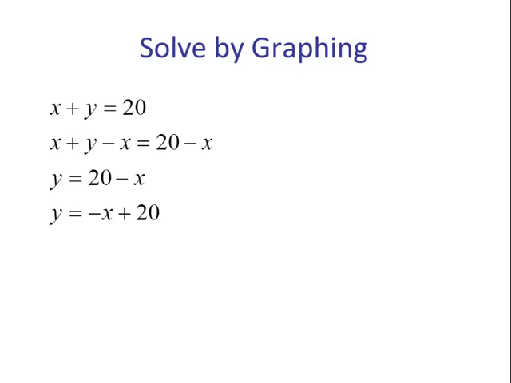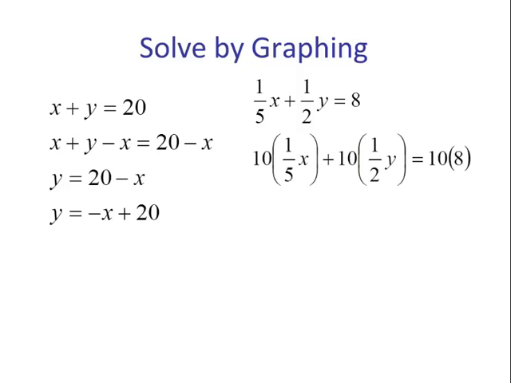They're equivalent. For the second equation, the first step I'm going to do is to clear the fractions. So we need to multiply every single term of the equation by the least common multiple of 2 and 5, which turns out to be 10. So we have 10 times 1/5 x, 10 times 1/2 y, and 10 times 8. 10 times 1/5 is 2, 10 times 1/2 is 5, and 10 times 8 is 80. So we have 2x plus 5y equals 80.